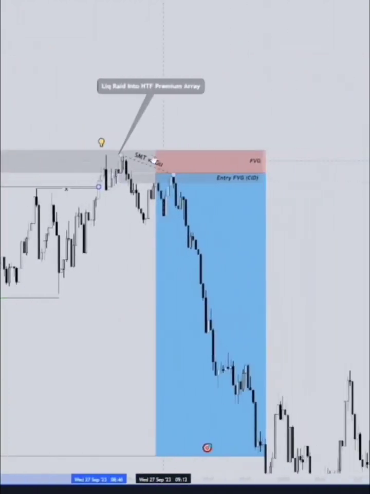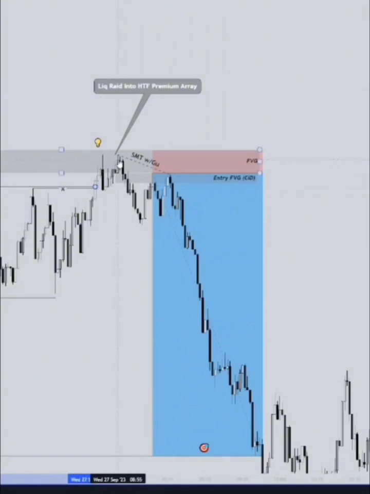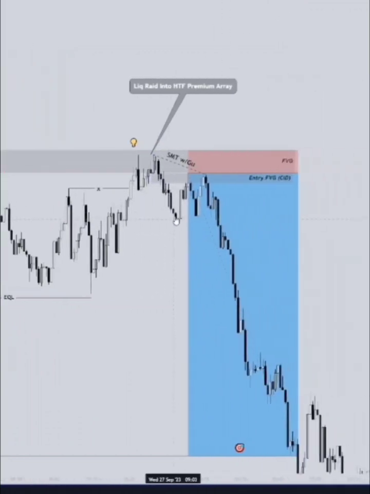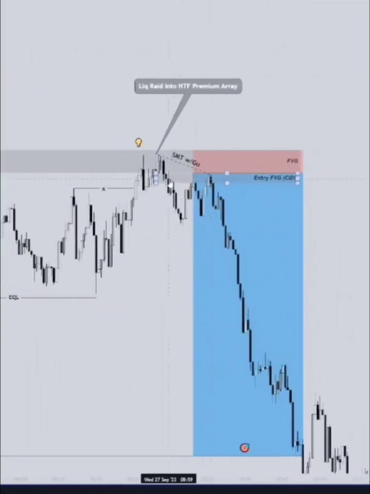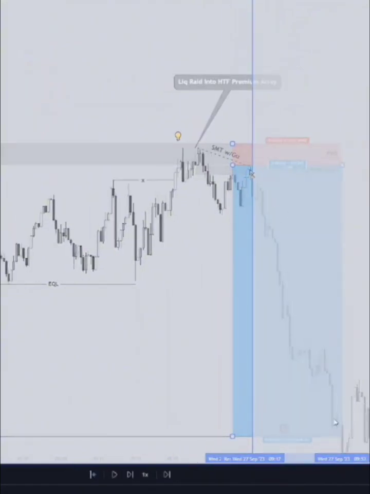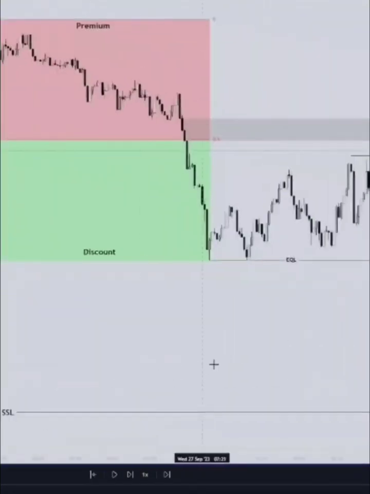Okay, so after confirming SMT, the market traded, it neutralized this liquidity, this internal liquidity, and we can see that the market changed its state of delivery. Coming back, you won't be able to see it now, but there's another 3-minute fair value gap right here, and the market reacted off of that, and that was our physical entry. We targeted the sell side liquidity.